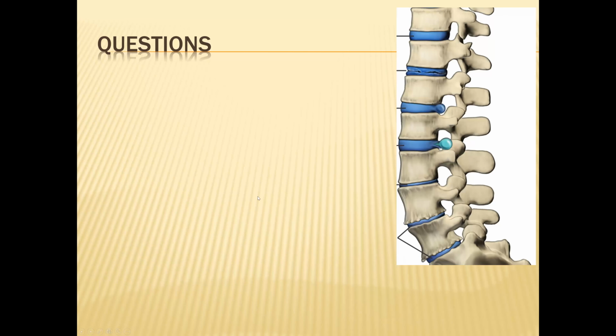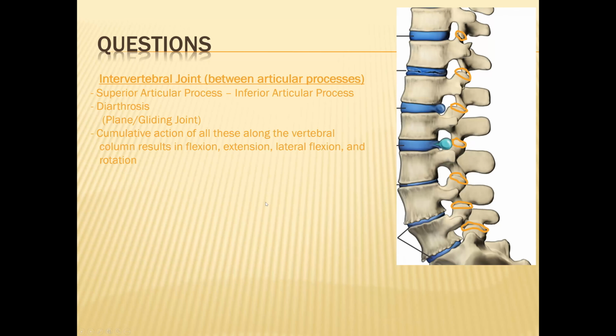So this is the vertebral column. The first joint we're going to look at are the intervertebral joints between the articular processes. And these are highlighted in the orange-yellow color. So these are going to be between the superior articular process on one vertebra and the inferior articular process on the other vertebra. And so this repeats all the way up and down the spine. These are all synovial joints or diarthroses, and specifically they are plane or gliding joints.